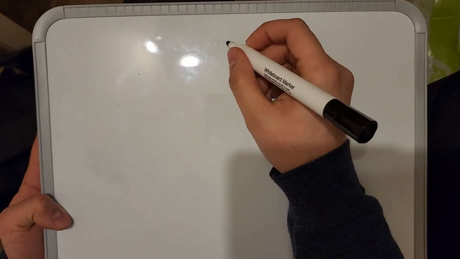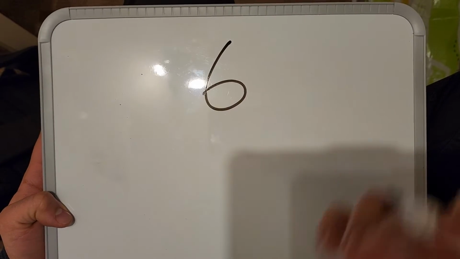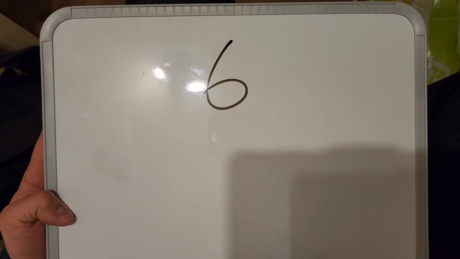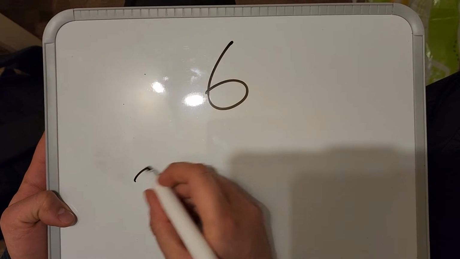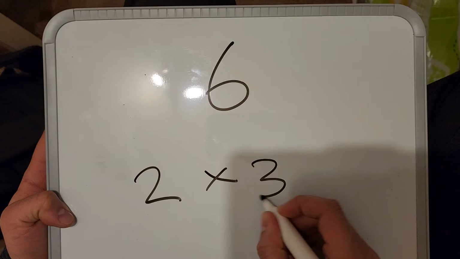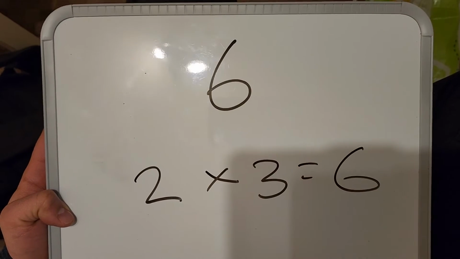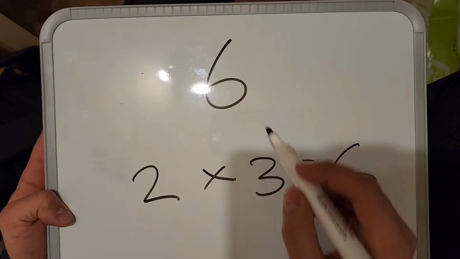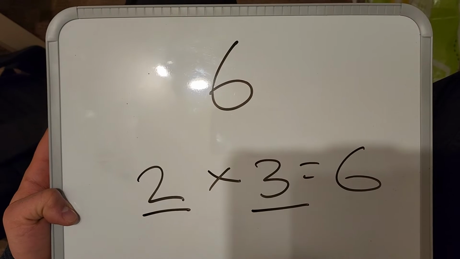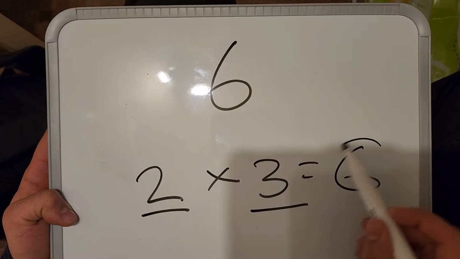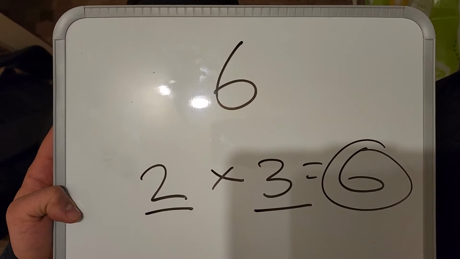So let's take a quick look at factors. We can have a look at a really simple number like the number 6 and decide that there's two really simple numbers that times together to make 6. We have 2 times 3 and that gives us the number 6. So 2 and 3 are both factors of this number here, 6.